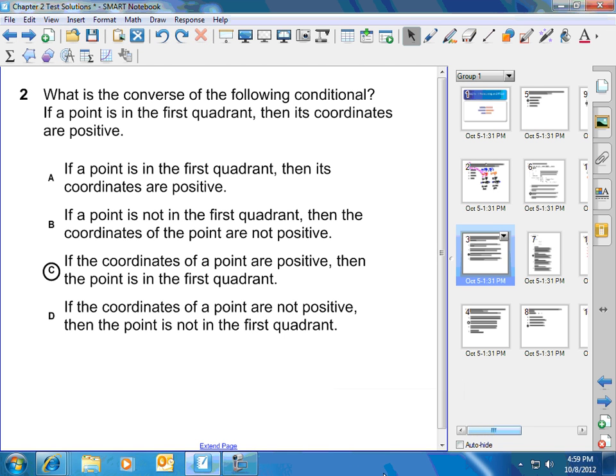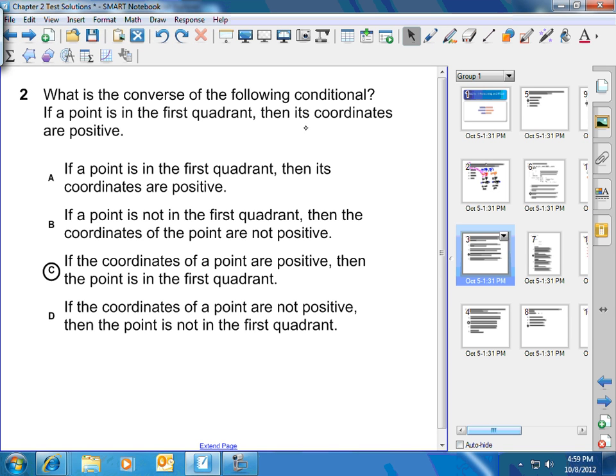Okay, let's look at number 2. What is the converse of the following conditional? If a point is in the first quadrant, then its coordinates are positive. So remember, the converse is like the reverse of your original if-then statement. Our ifs become our thens, and our thens become our ifs.